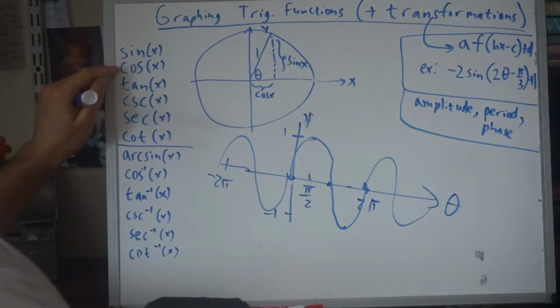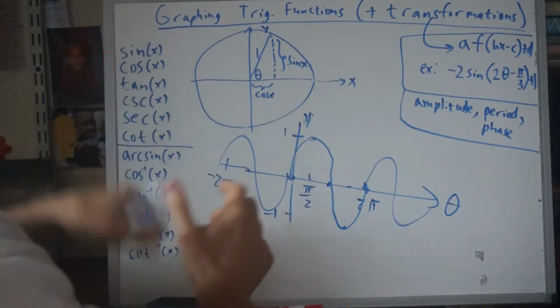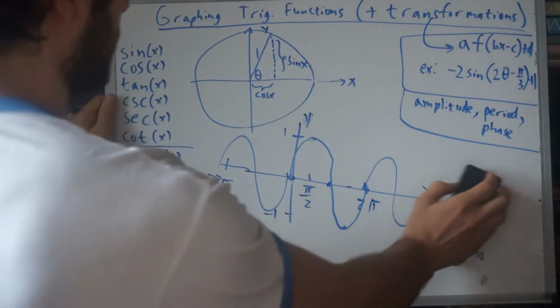Now let's look at the cosine function. We don't have to retrace our steps too much. We just look at our critical points.